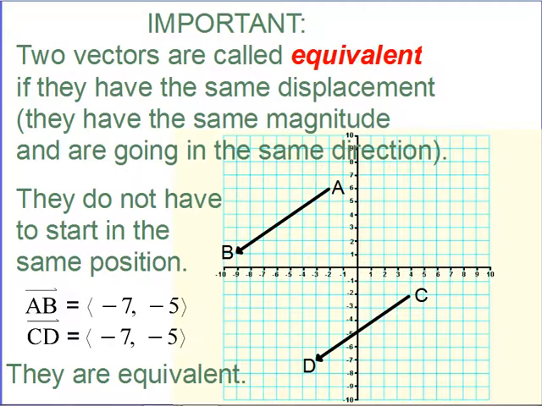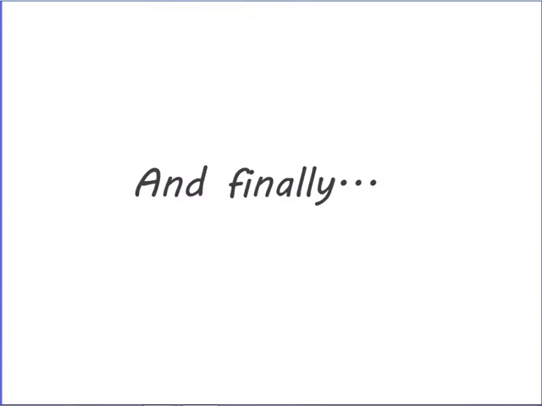Two vectors are equivalent if they have the same displacement. They're going to have the same magnitude and they're going in the same direction, and that's all it takes for vectors to be considered equivalent. So notice I have vector AB, I have vector CD. Both displacements are (-7, -5). We went -7 in the x direction and -5 in the y direction. So these two vectors are considered equivalent.